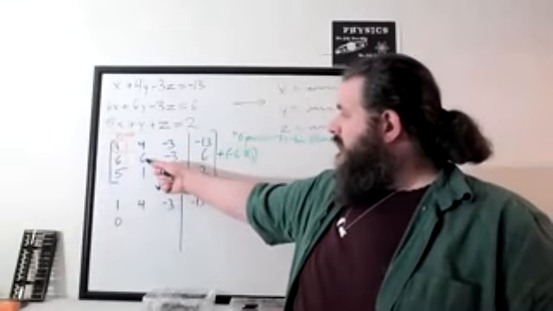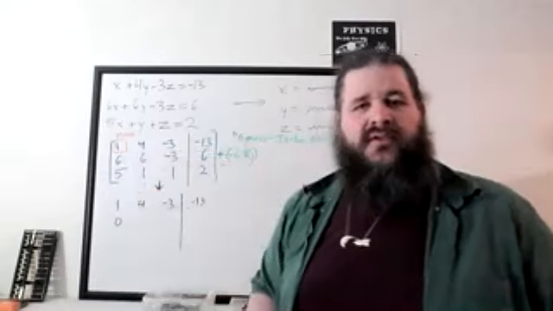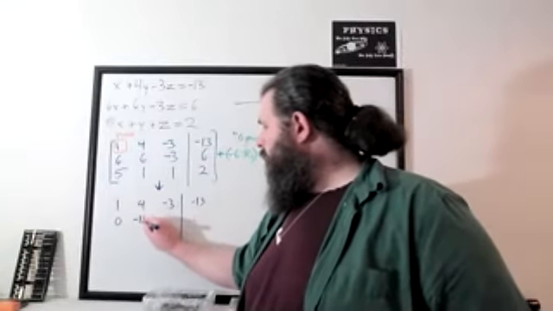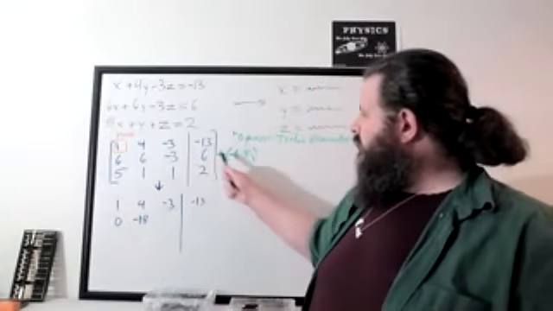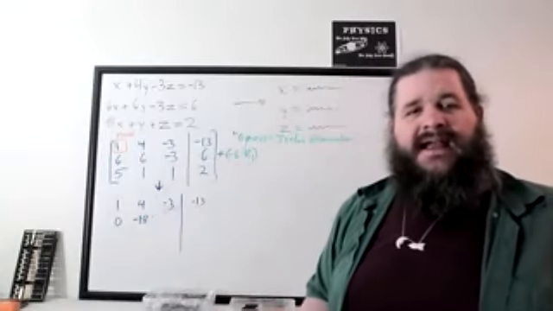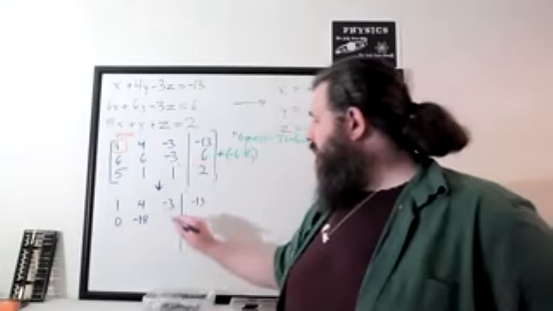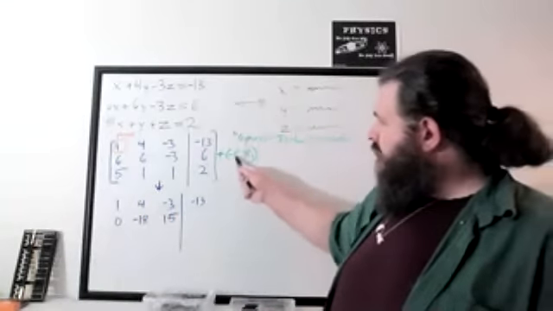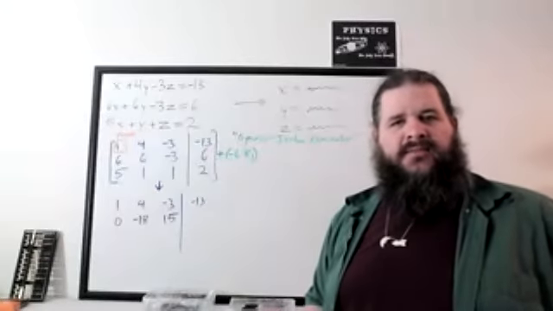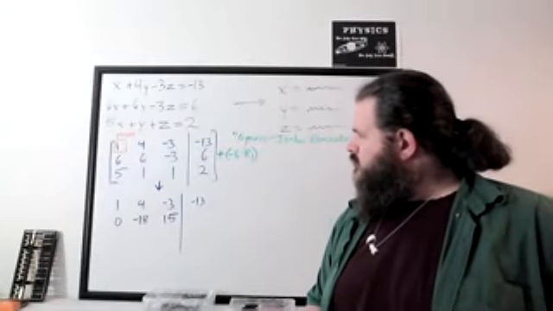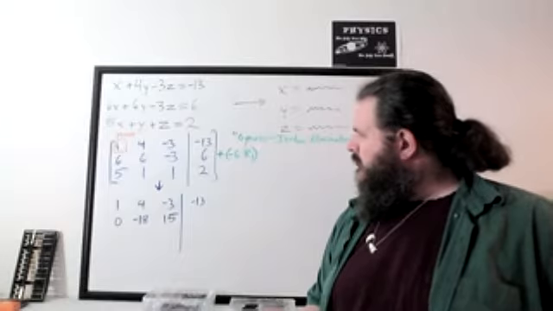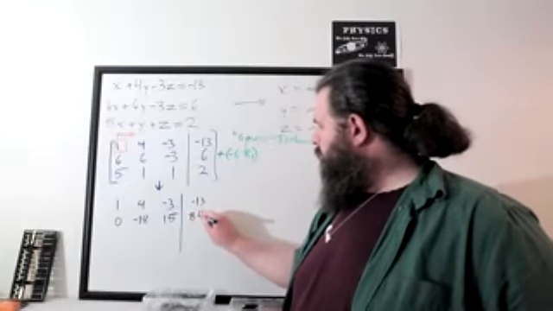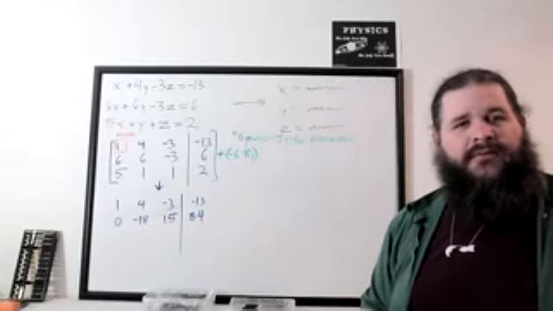Next step, we've got a 6 and we're adding -6 times 4. So 6 plus -24, which would be -18. Then -3 plus -6 times -3, that means we're adding +18. -3 plus 18 would be 15. And then 6 plus -6 times -13, that's positive 78, I think. Plus 6 would be positive 84. So this is our new modified second row.